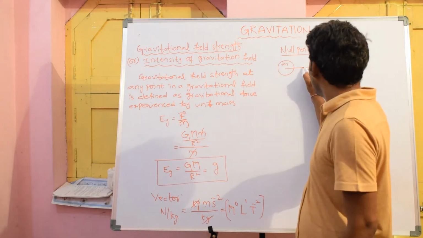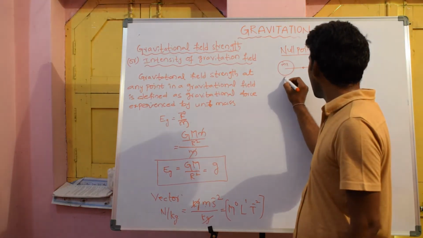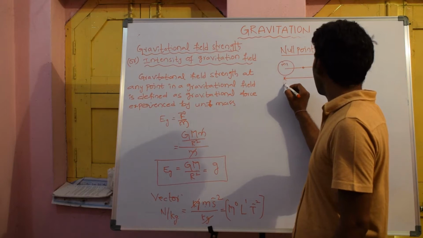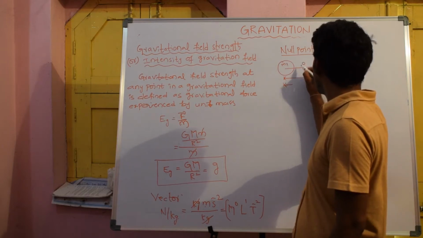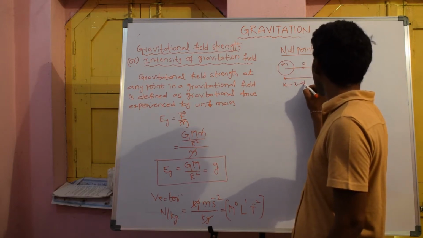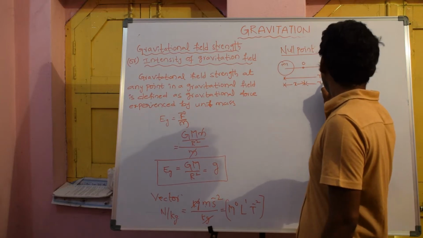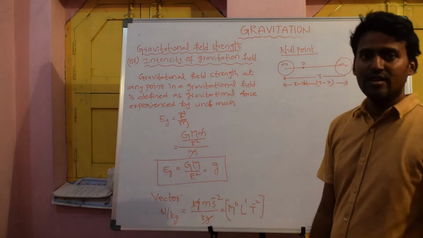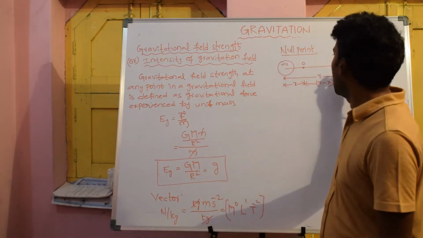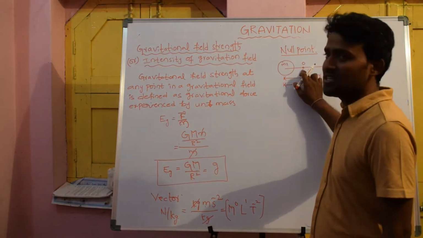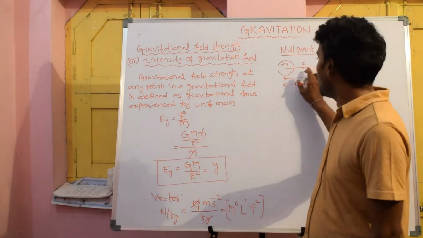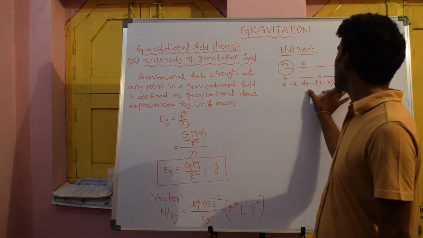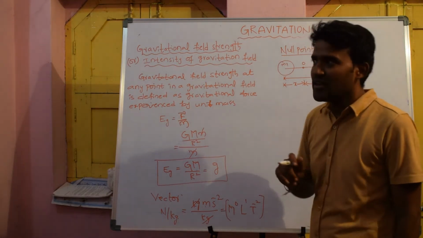For example, the total distance is R. From here to here, the distance from the point to O is nothing but x. The remaining distance is R minus x. See here, two objects M1 and M2. The null point, I am just assuming as a point O. At point O, the distance from the first object is x. From the second object, the distance is R minus x.